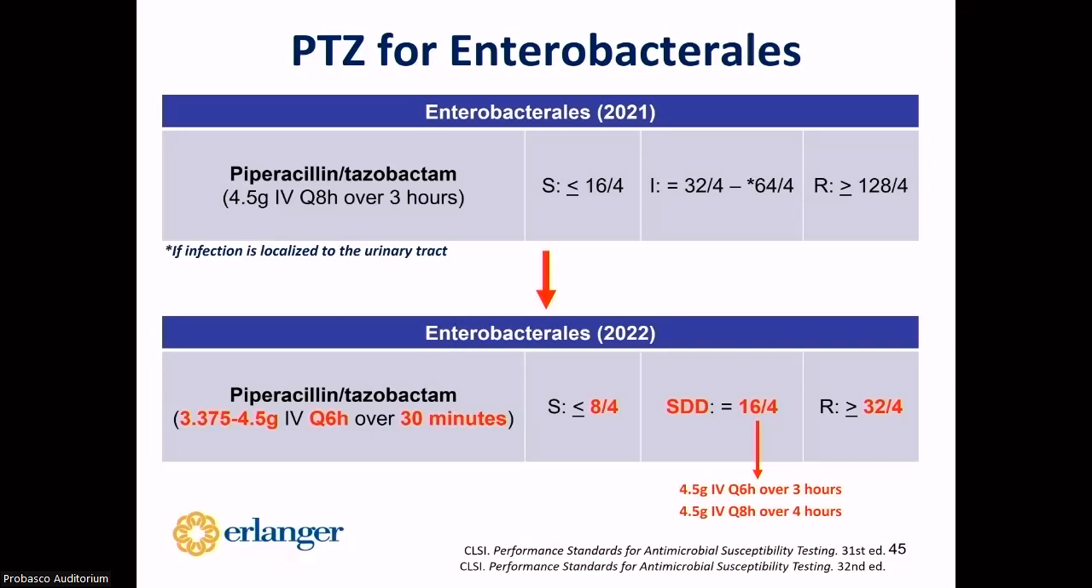Now, for this MIC value, we need to use 4.5 grams every 6 hours over 3 hours, or 4.5 grams every 8 hours over 4 hours. Otherwise, if our MIC is 8 or below, we can use the standard infusion dosing.